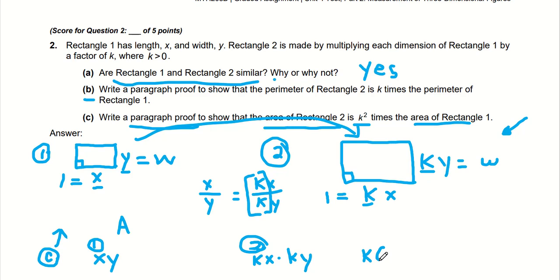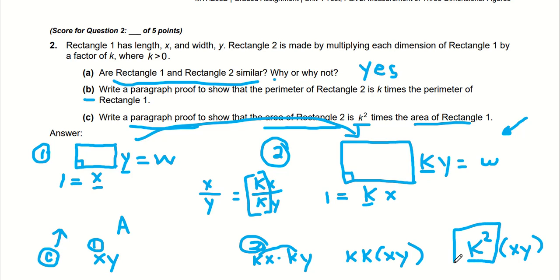Alright, this we can rewrite as k. I'm taking out one of the k's, putting it up in the front. I have another k as well. So I have k times k, which is actually k squared times x, y. So we'll see that the area of the larger rectangle is the area of the smaller rectangle times k to the second power.